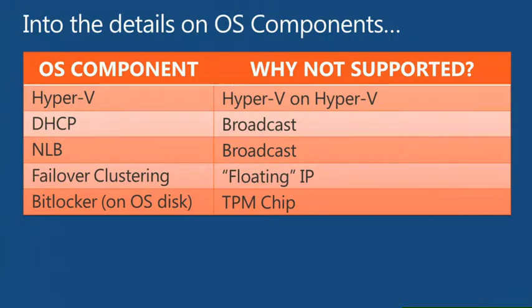Failover clustering doesn't work, and this is another networking-specific problem. The IP address for failover clustering has to actually move with that cluster. It doesn't move in Windows Azure, and thus this will not work. And then, of course, BitLocker. We have no TPM chips on these virtual boxes, so this doesn't work as well. So I felt it necessary to talk about the negatives first, and then the rest will be all the positive stuff. Okay.